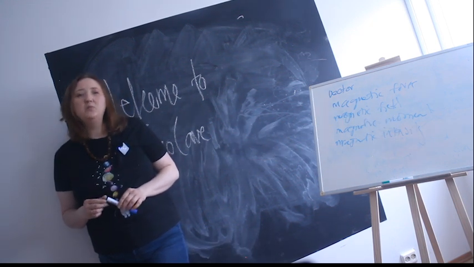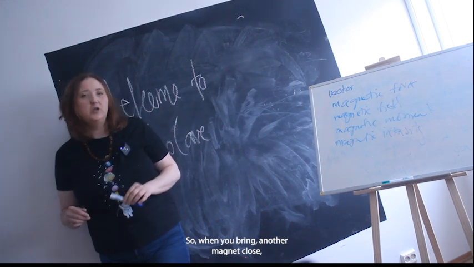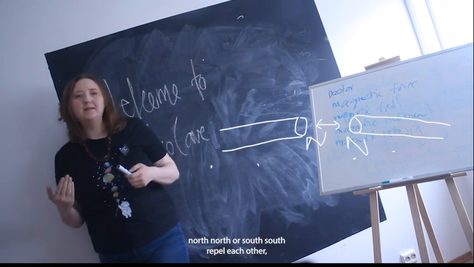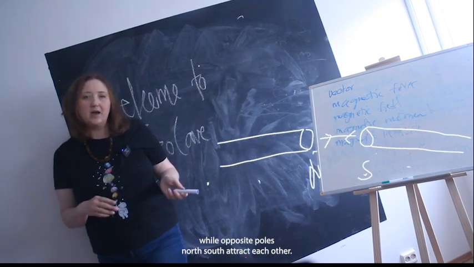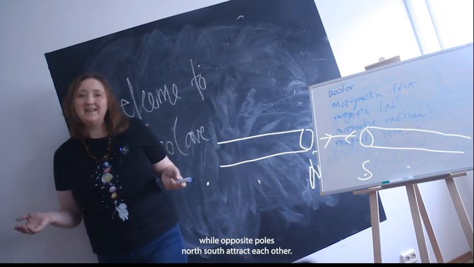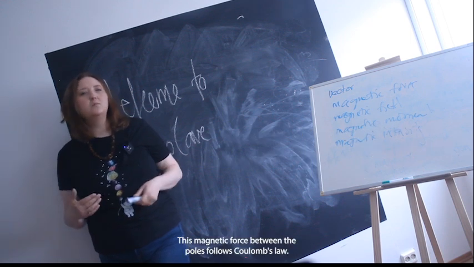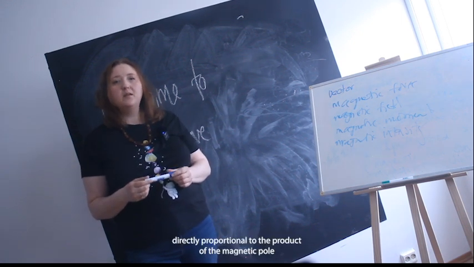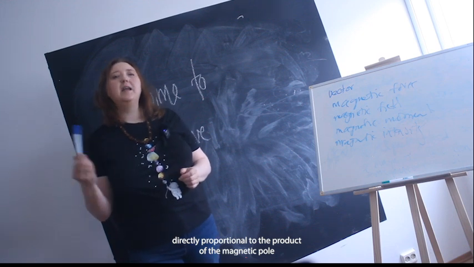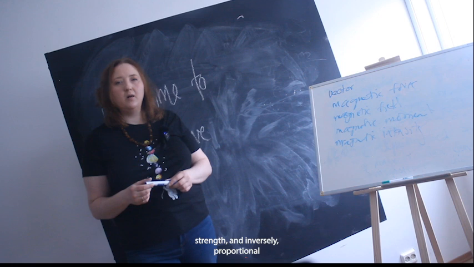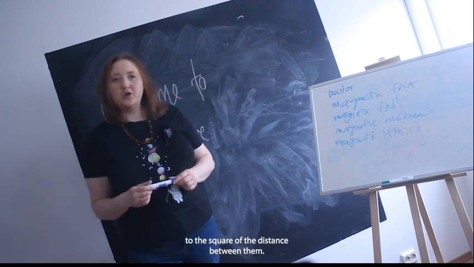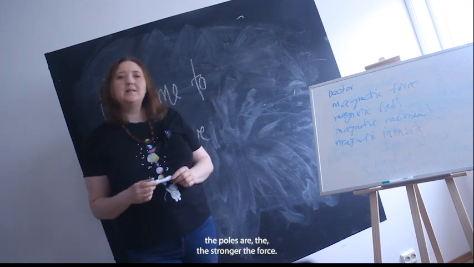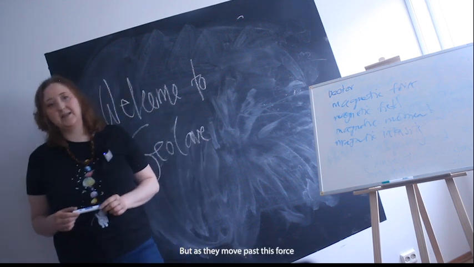So when you bring another magnet close, you will notice that like poles, north-north or south-south, repel each other, while opposite poles, north-south, attract each other. This magnetic force between the poles follows Coulomb's law. And it's directly proportional to the product of the magnetic pole strength, and inversely proportional to the square of the distance between them. In simpler terms, the closer and stronger the poles are, the stronger the force. But as they move apart, this force quickly decreases.